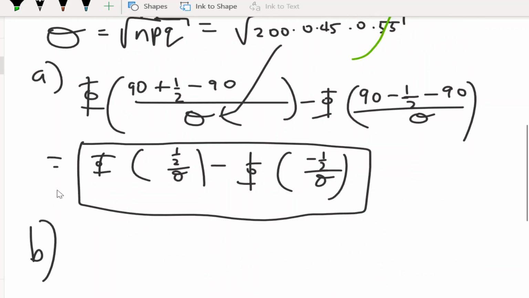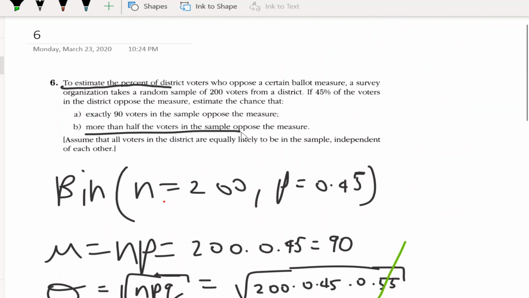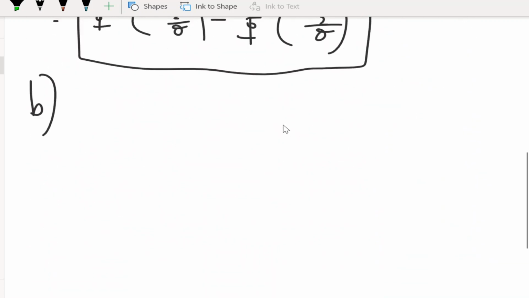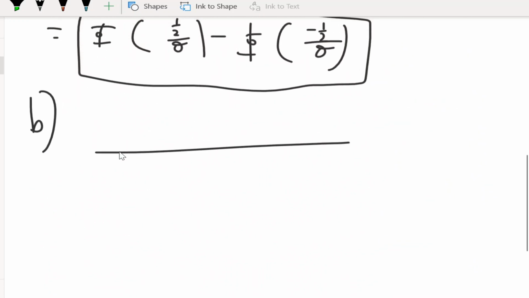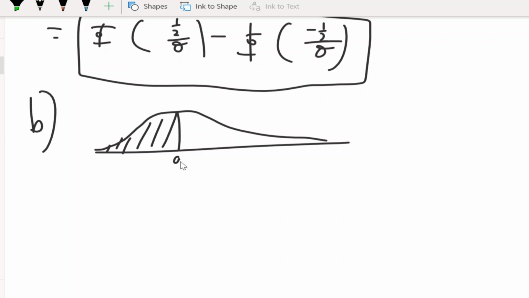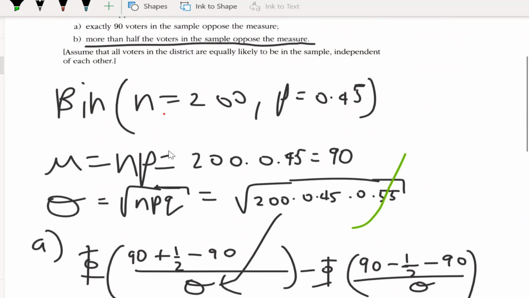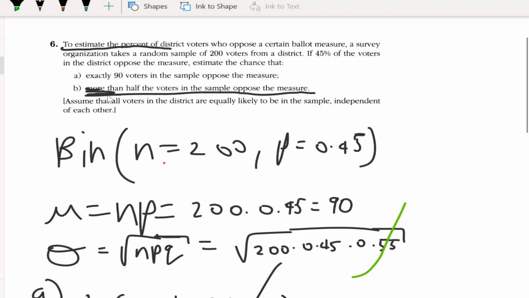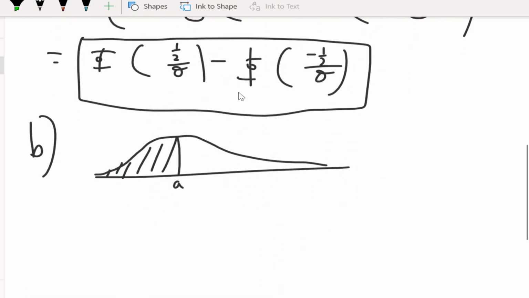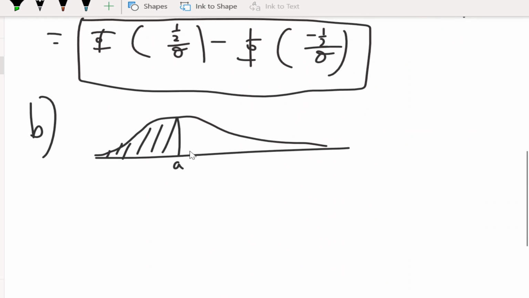Okay, cool. Part B. More than half the voters of the sample opposed the measure. So just as a reminder, the CDF of a normal distribution is just the area to the left. So if we chose, for example, this point A, the CDF of A is the area to the left of it on the normal distribution. So when we're asking for more than half the voters in the sample oppose the measure, we're asking for this segment.